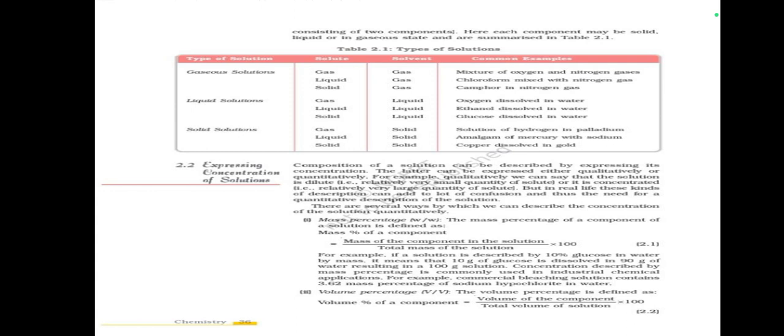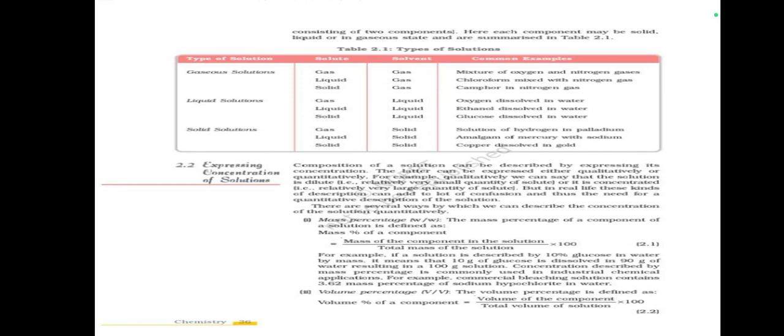Mass percentage, w/w. The mass percentage of a component of a solution is defined as the mass of the component in a solution upon total mass of the solution, into 100. For example, if a solution is described by 10% glucose in water by mass, it means that 10 gram of glucose is dissolved in 90 gram of water, resulting in 100-gram solution. Concentration described by mass percentage is commonly used in industrial chemical applications. For example, commercial bleaching solution contains 3.62 mass percentage of sodium hypochlorite in water.